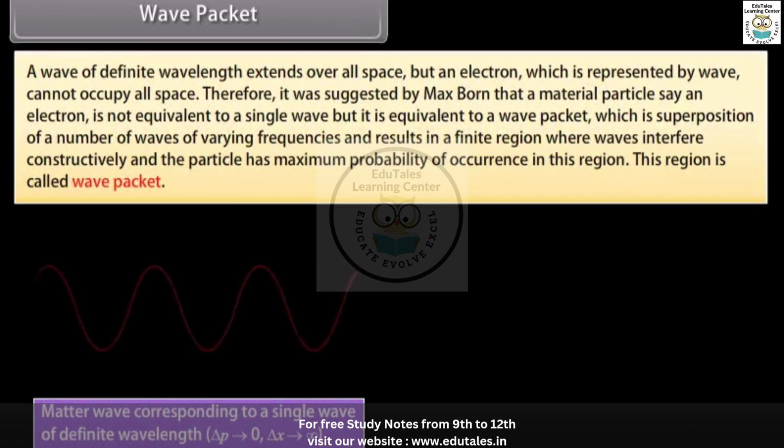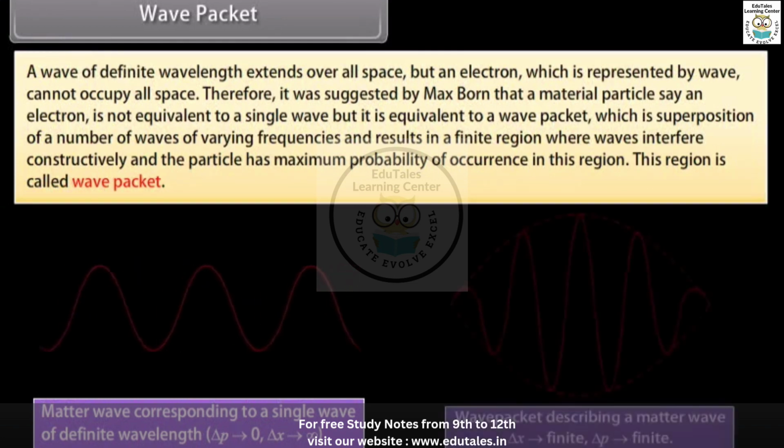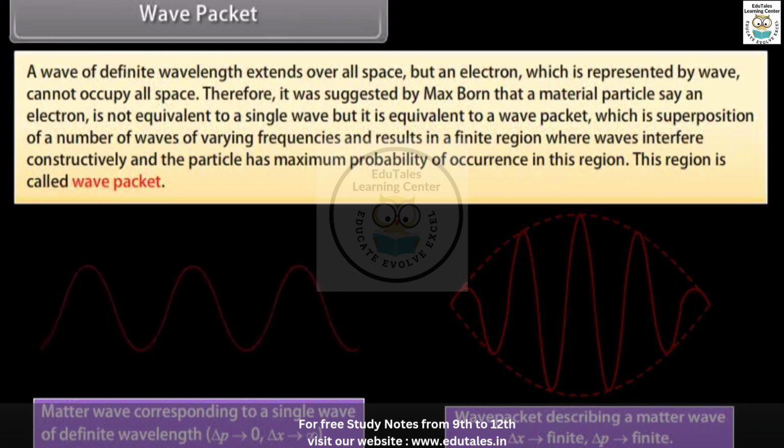Therefore, it was suggested by Max Born that a material particle, say an electron, is not equivalent to a single wave, but it is equivalent to a wave packet, which is a superposition of a number of waves of varying frequencies and results in a finite region where waves interfere constructively, and the particle has maximum probability of occurrence in this region. This region is called a wave packet.